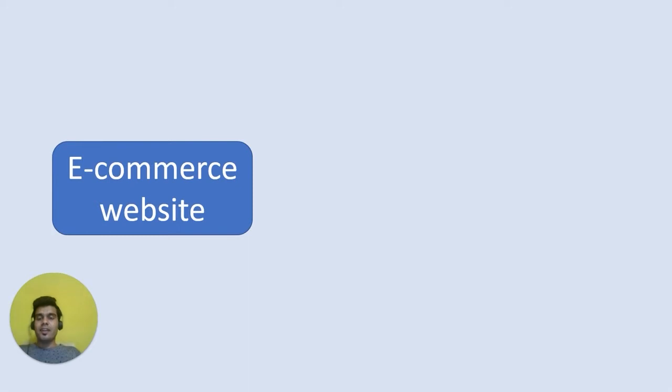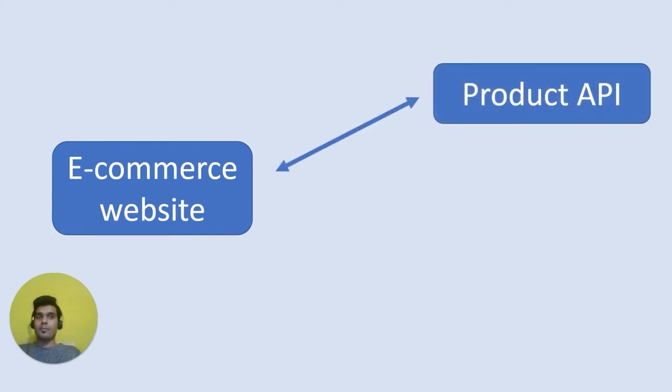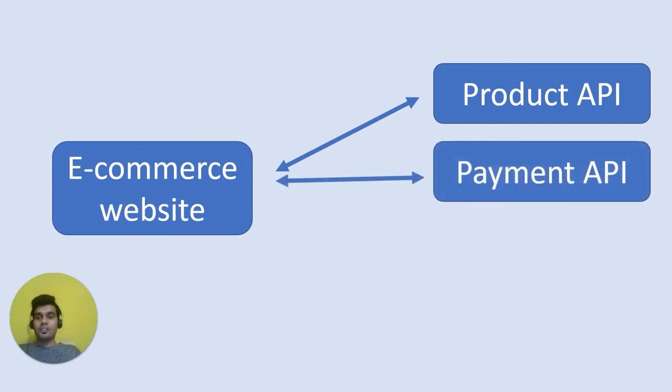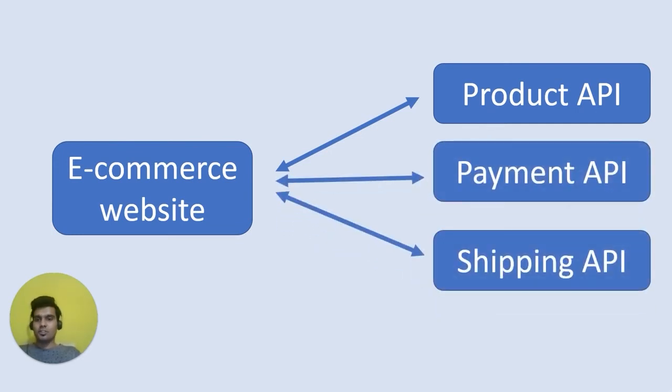So basically an e-commerce website has a product API, a payment API, a shipping API, and many more. So we have understood what APIs are. Now let us understand what REST APIs are.